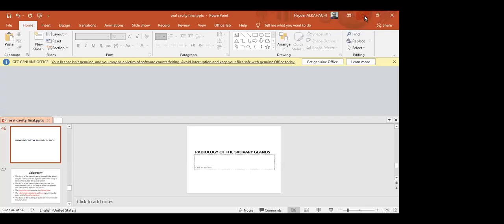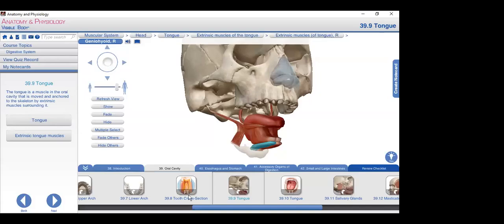Now we go to see a 3D image of the salivary glands.